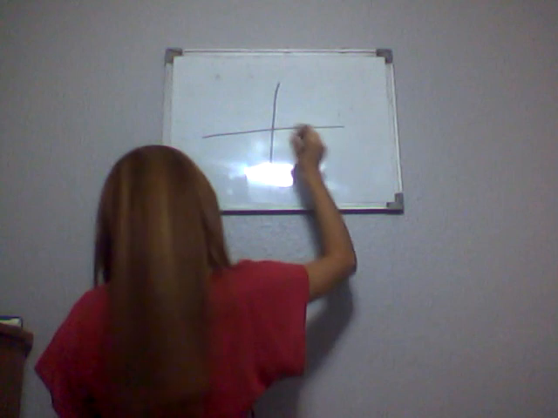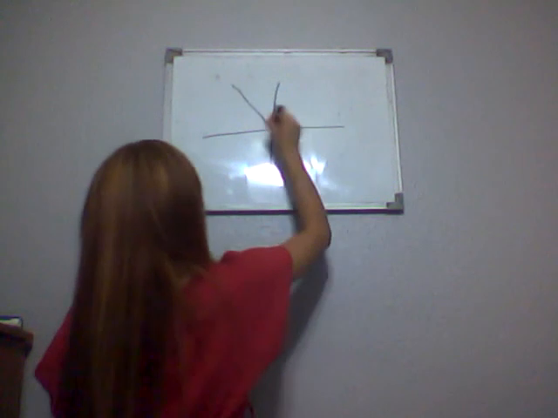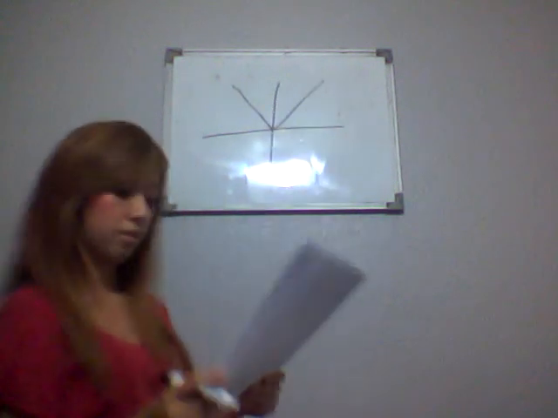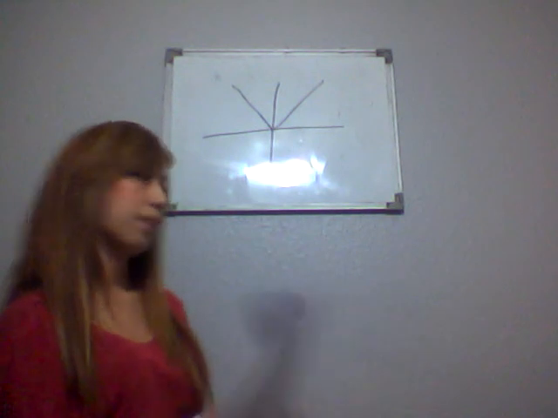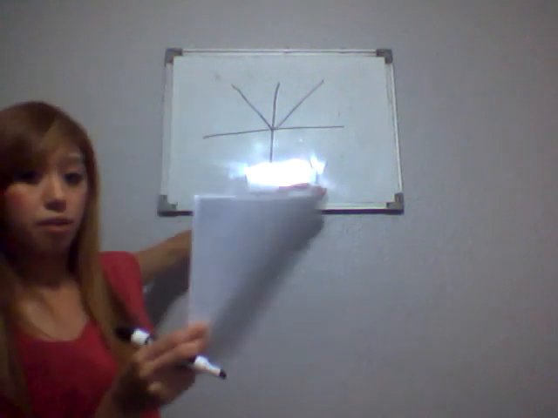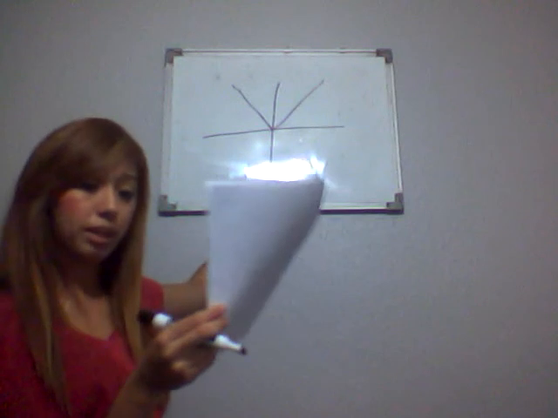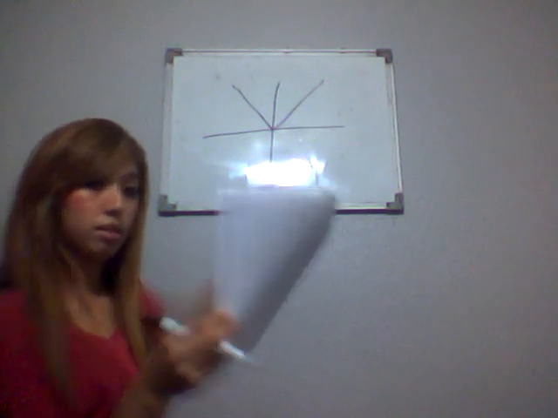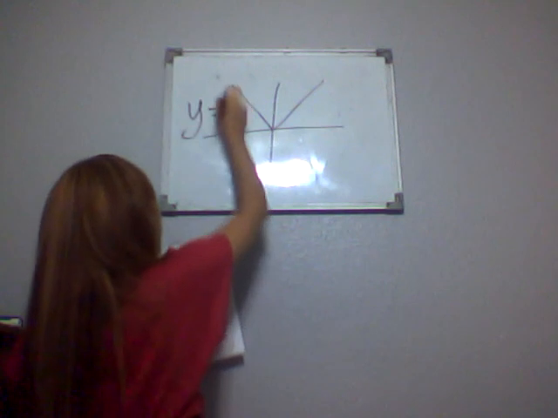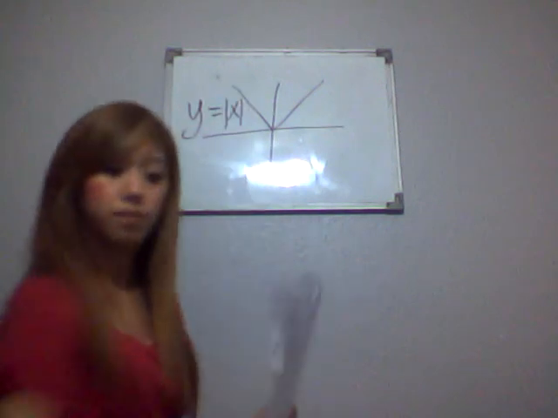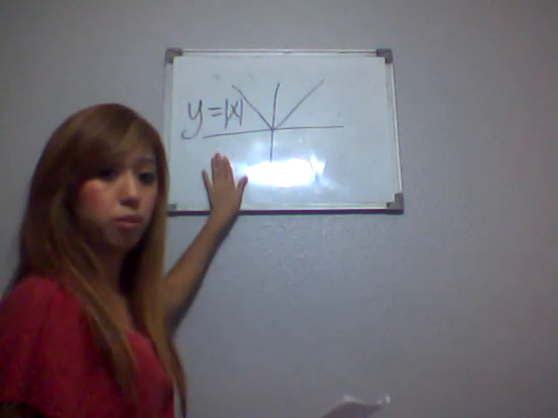And the last graph given looks like this. And the equation would be, if this is an absolute value graph, what would be the equation? That's correct. y equals absolute value of x. And that is the equation you will place into your calculator.